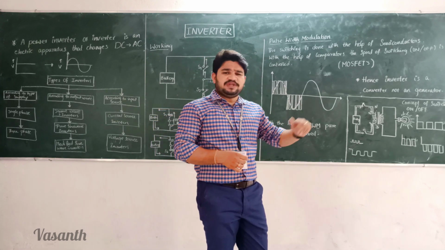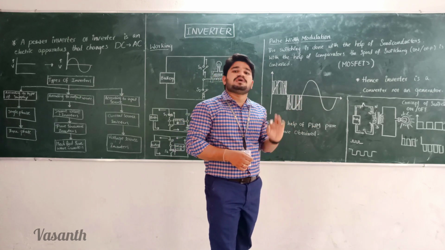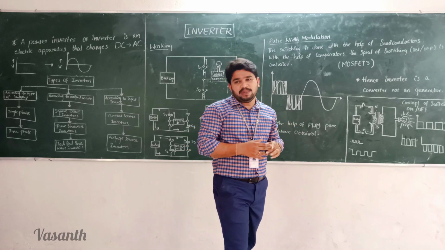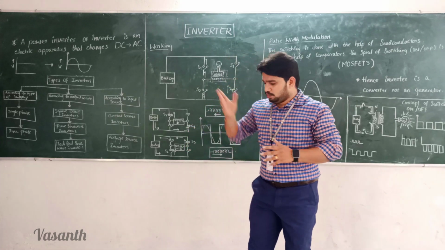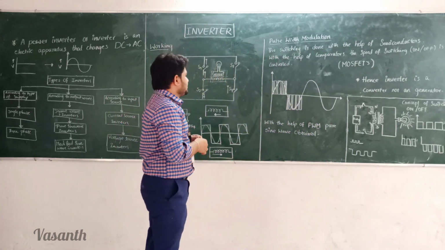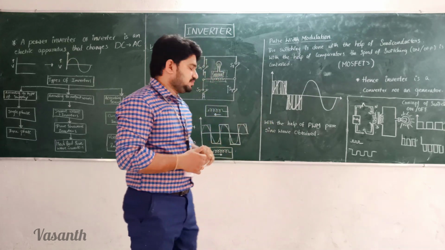If you need 50 edges, the switching should be done 100 times in a second. To do this, we need semiconductors, that are MOSFETs or transistors. So let us see how these MOSFETs or transistors will do this work.